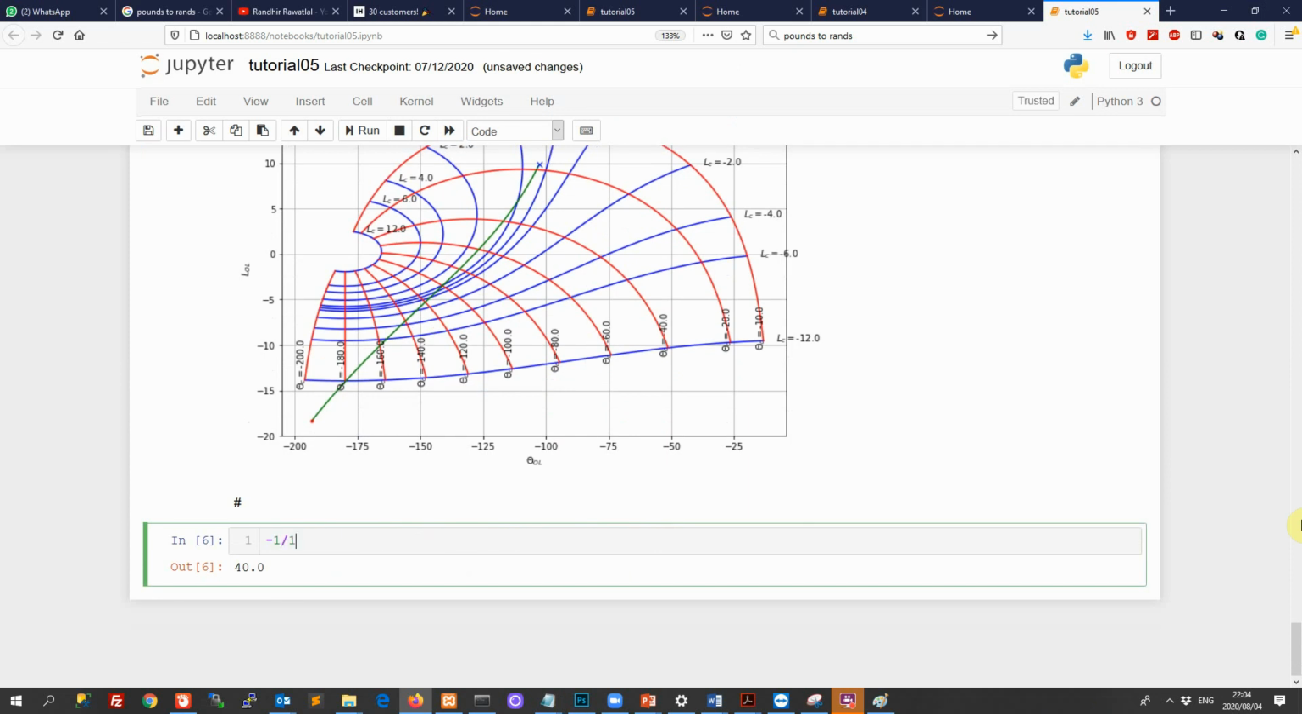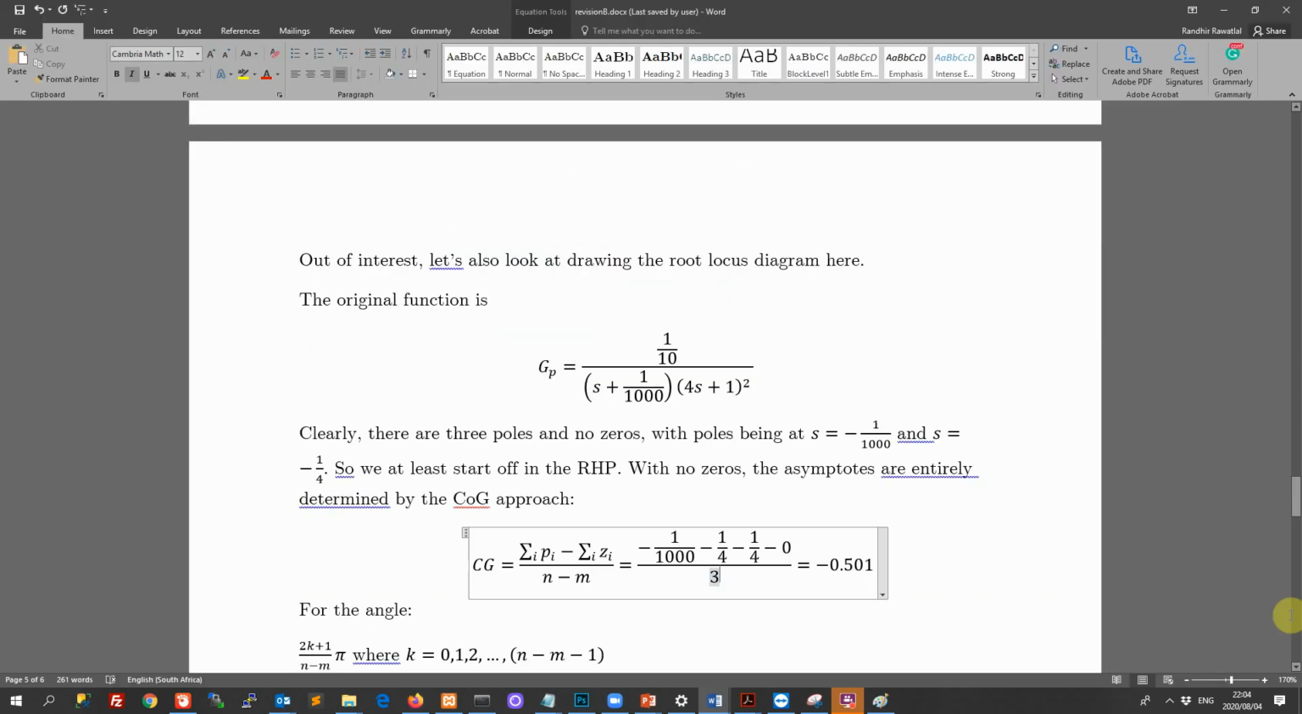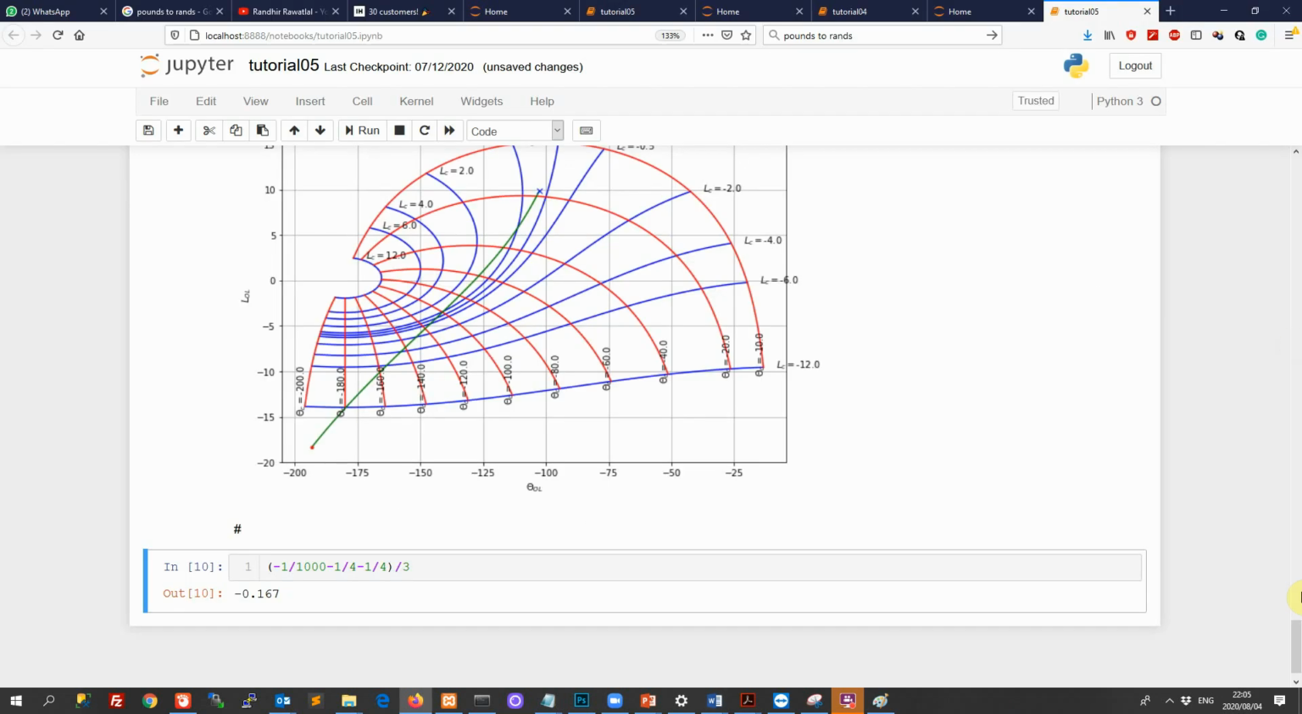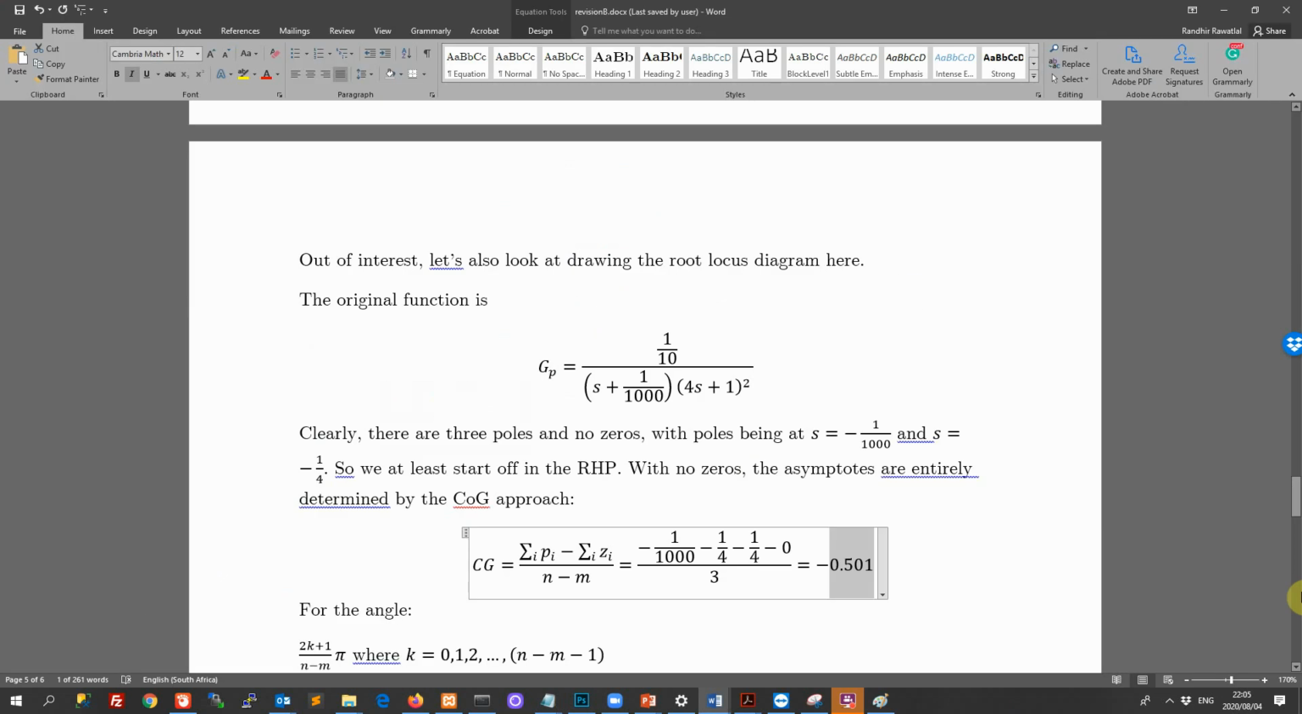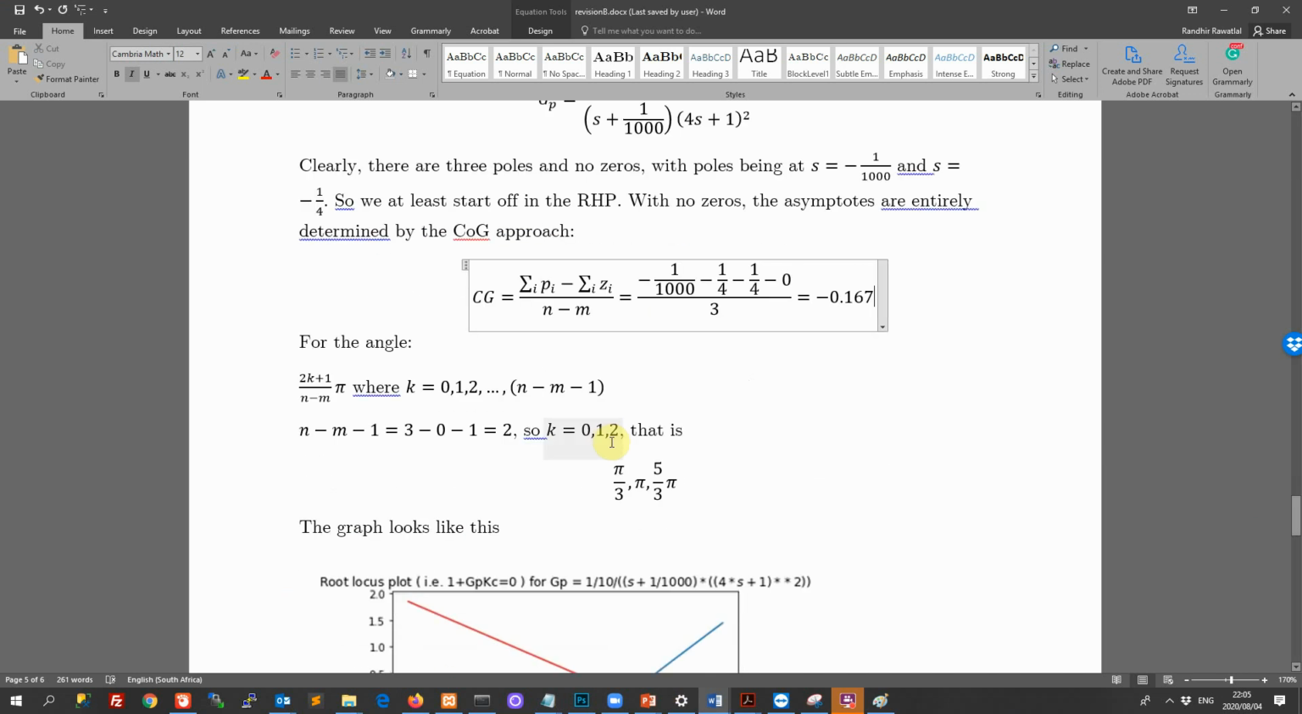Minus 1 over 1000, minus 1 over 4, minus 1 over 4, all of this over 3, so minus 1.67, which is minus 1 over 6, right? So anyway, or rather 1 over 60, anyway, minus 0.167. So that's the center of gravity.